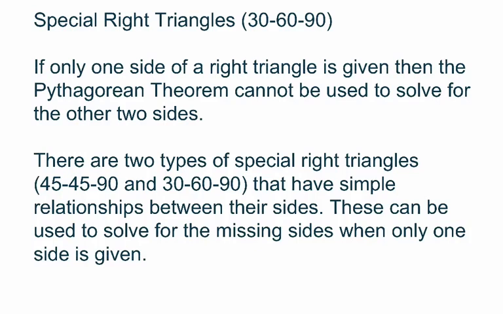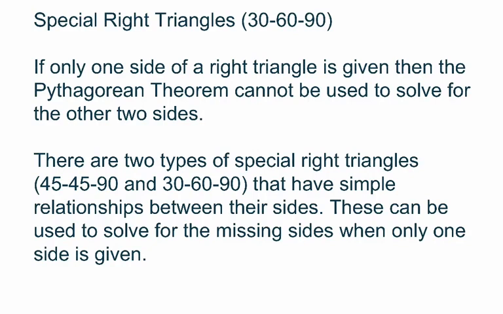Alrighty, so we're going to talk about special right triangles. This video is going to be on the 30, 60, 90. We're going to start off by saying if only one side of the right triangle is given, then the Pythagorean theorem cannot be used to solve for the other two sides.